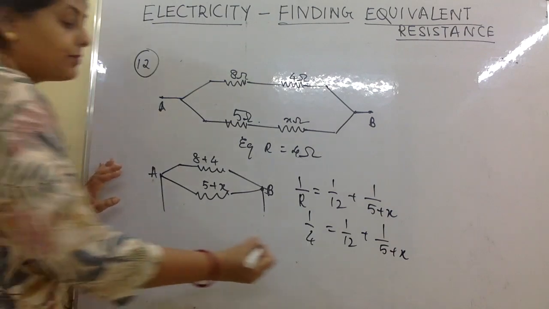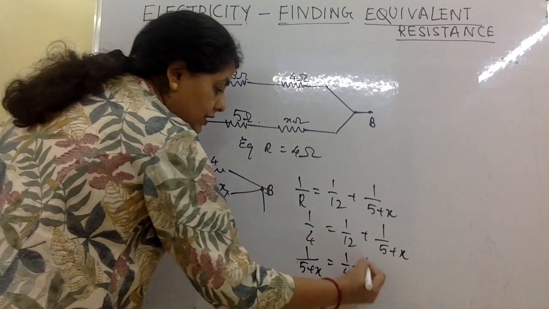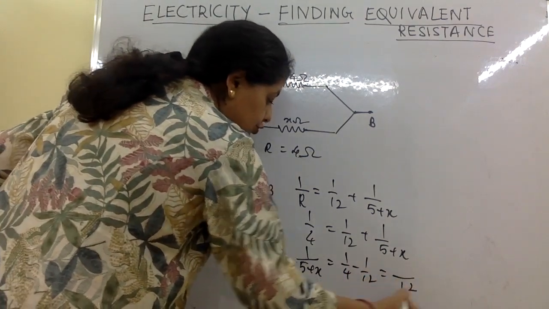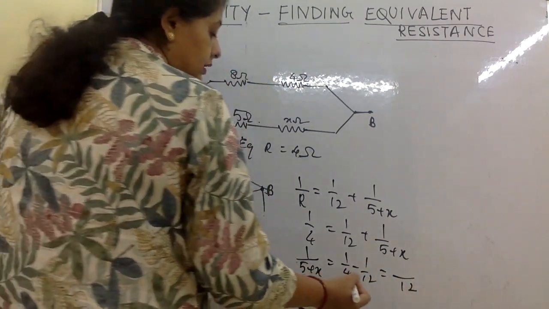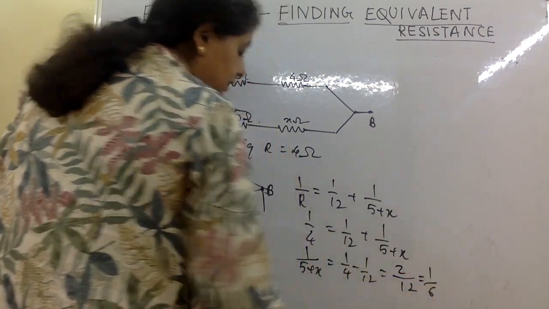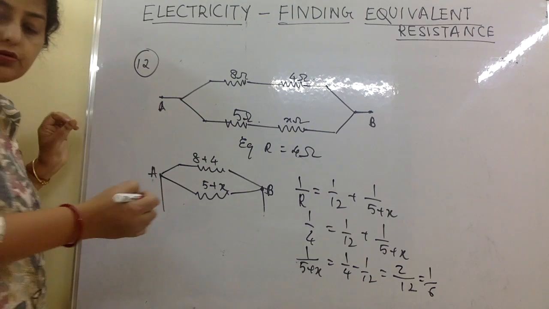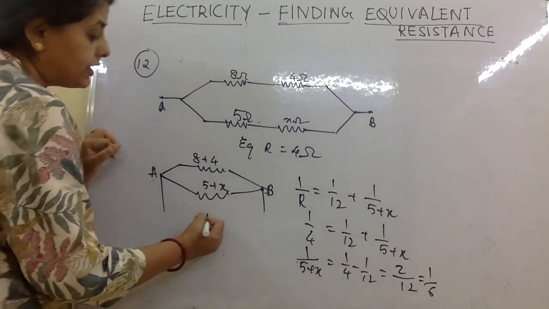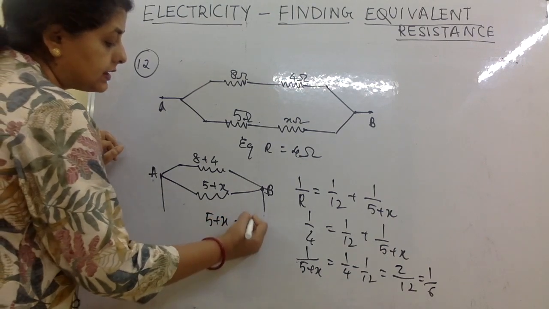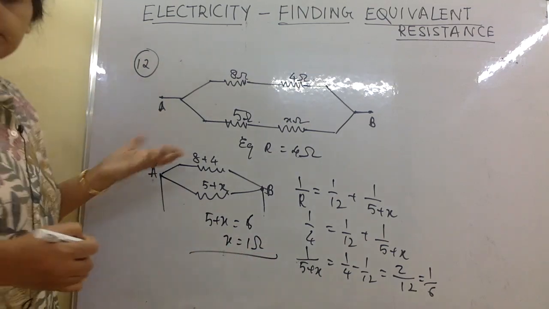Now 1 by 5 plus x is equal to 1 by 4 minus 1 by 12, which is 3 minus 1 by 12, 2 by 12, which is 1 by 6. So 5 plus x is 6. Okay, so 5 plus x is 6. In that case, x is 1 ohm. So x becomes 1 ohm.